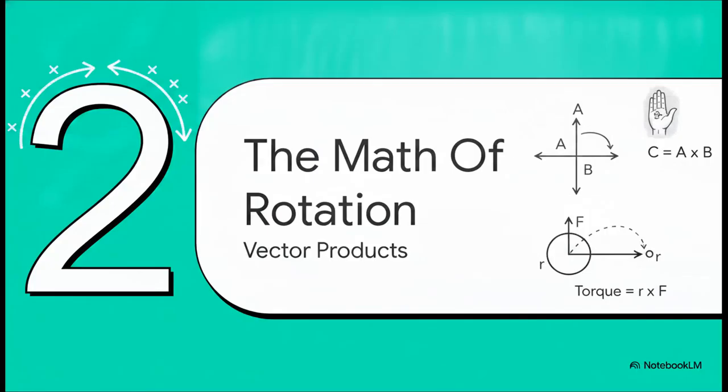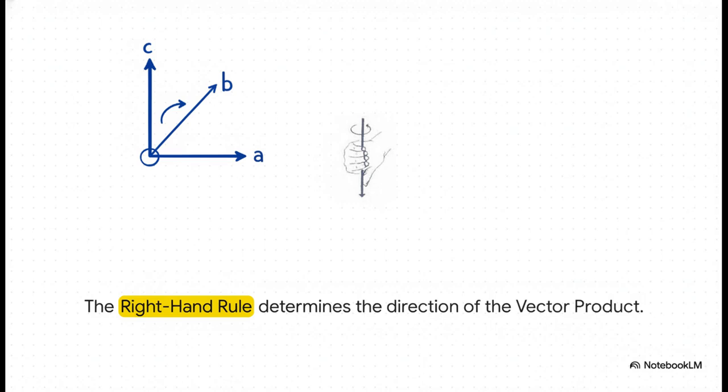Moving on to Part 2, the math of rotation. Now that we've got our rigid bodies defined, let's see how this builds into the specific math required for rotation. We're going to need a new tool here, the cross product. Unlike scalar products which just spit out a plain number, vector products create an entirely new vector that is perfectly perpendicular to the plane of the first two. And to find its direction, you use the right-hand grip rule.